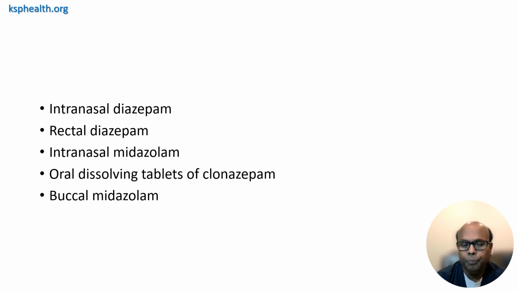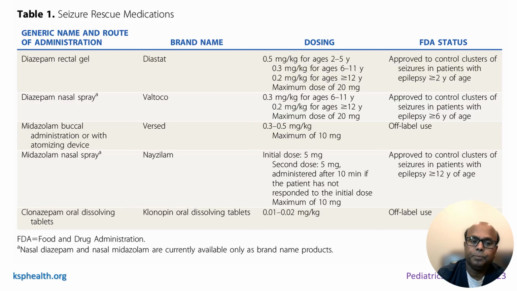How to abort? There are 5 different medicines available: intranasal diazepam, rectal diazepam, intranasal midazolam, and oral dissolving tablets of clonazepam and buccal midazolam. The doses are given in this table. Diazepam can be given rectally. It's available as a diastat. The doses are given here in different age groups. This is approved for children aged more than 2 years. Diazepam nasal spray is approved for children more than 6 years of age.